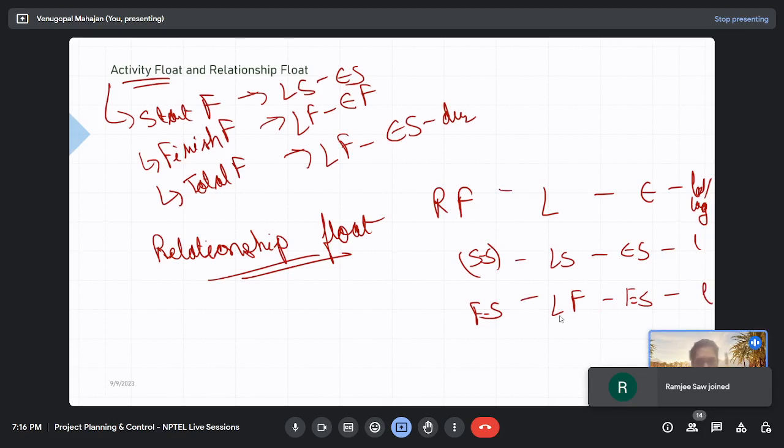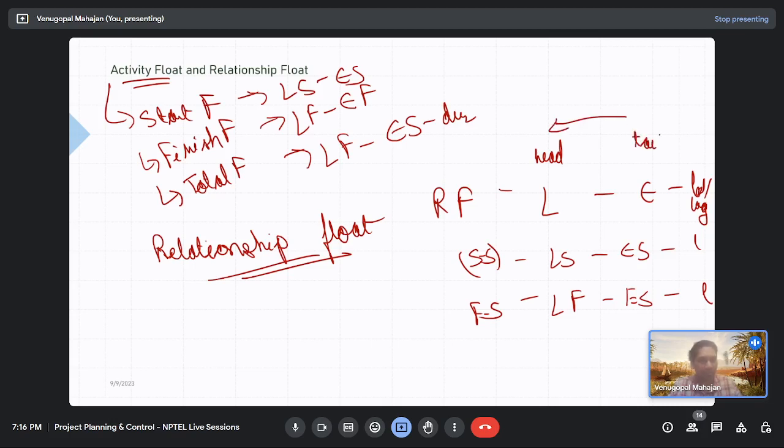You guys can remember it, right? So this is the head of your arrow and this is the tail of your arrow. Whatever the kind of relationship given to you, at the head of the arrow you take the late value, at the tail of the arrow you take the early value, and you subtract the lead lag. Simple as that.